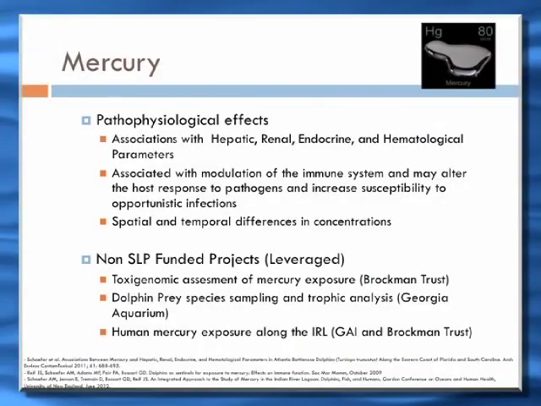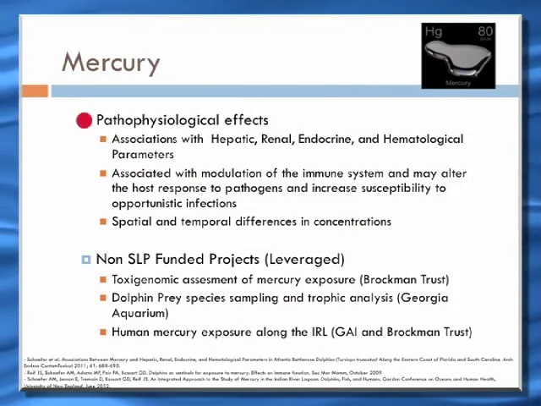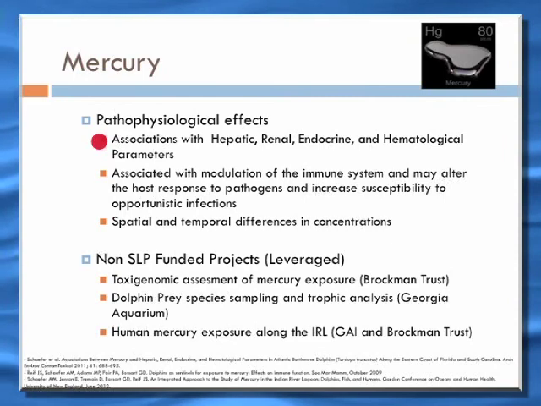The other heavy metal that a lot of research has been done on is mercury, and again, looking at some of the basic physiological parameters, we've seen evidence of hepatic, renal, and even endocrine dysfunction, where they're not producing some thyroid hormones as readily when they're exposed to high concentrations of mercury. And the immune component, which is really interesting.